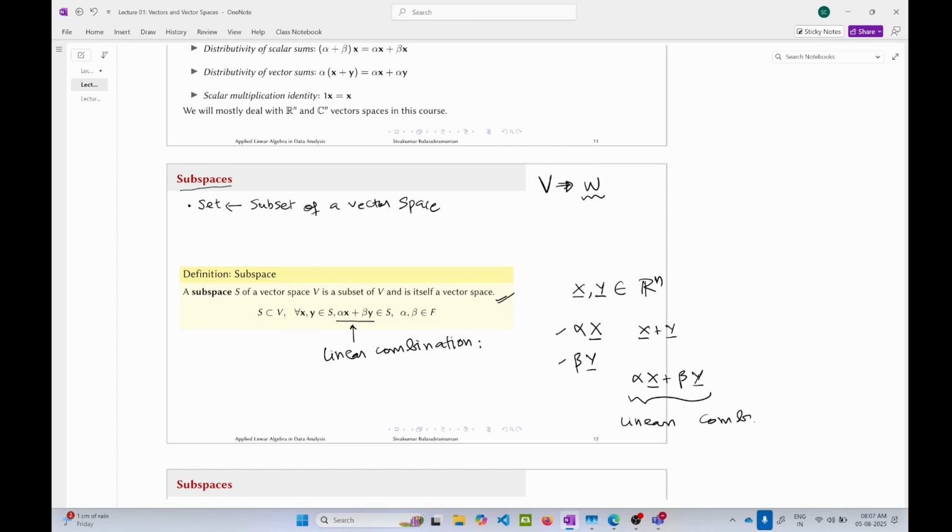This is the linear combination of the vectors x and y. So when I say I take two vectors and I take the linear combination, all I'm doing is taking the two vectors, scaling each one of them by a certain amount, and adding them together. Okay.